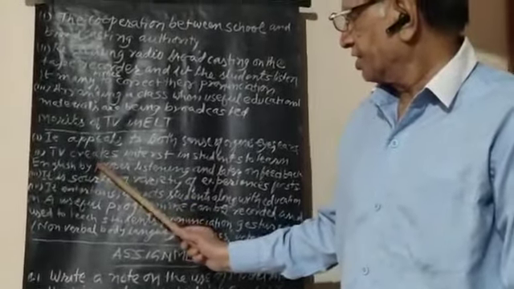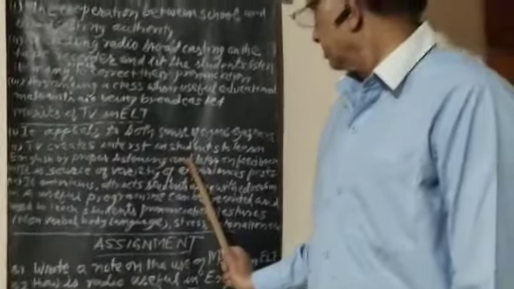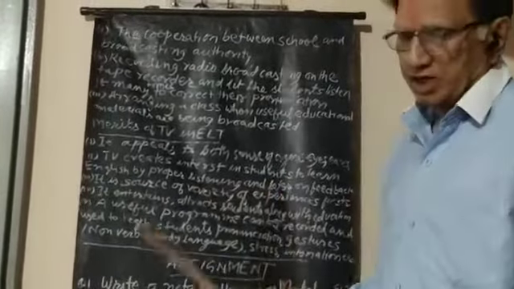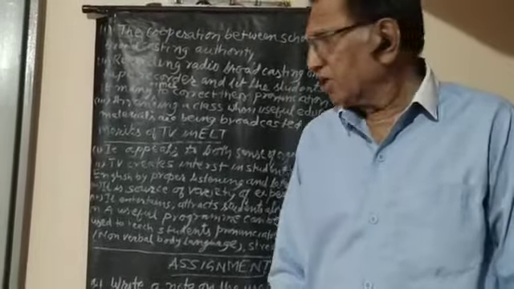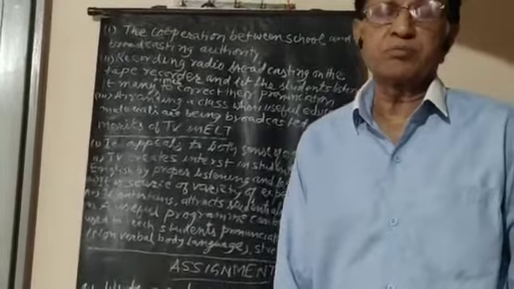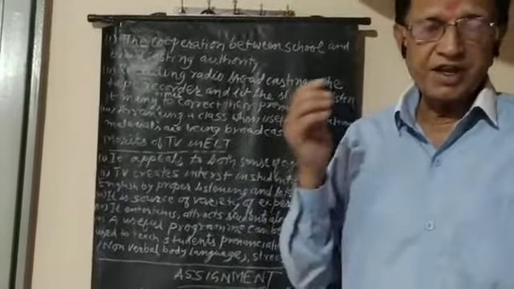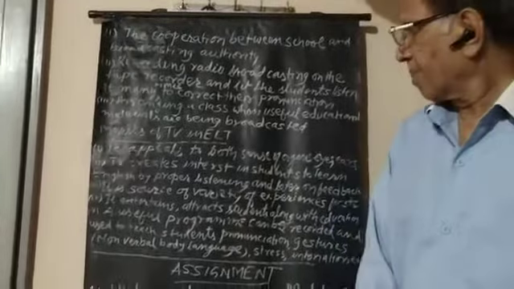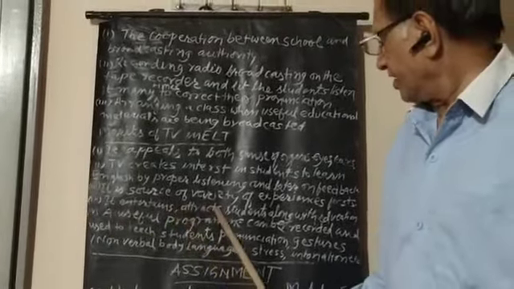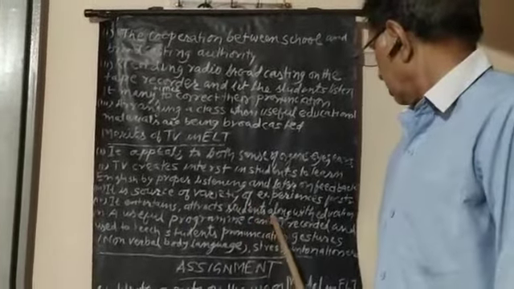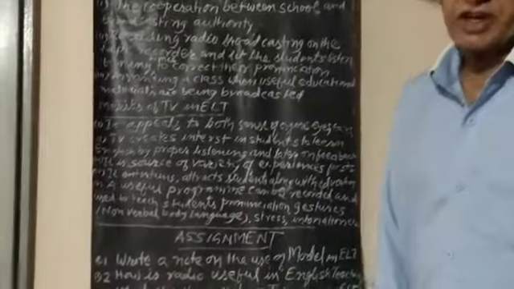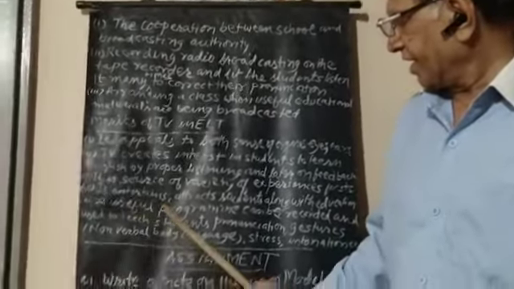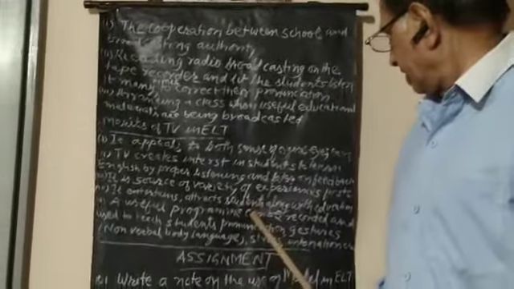TV creates interest in students to learn English, proper listening, and later on feedback. Now, TV appeals to both the sense organs of knowledge, that is, eye and ear. So it is more effective from the point of view of teaching English. It is a source of a variety of experiences for the students, so it will be very attractive for them. They will learn very pleasantly. It entertains and attracts students along with imparting education.